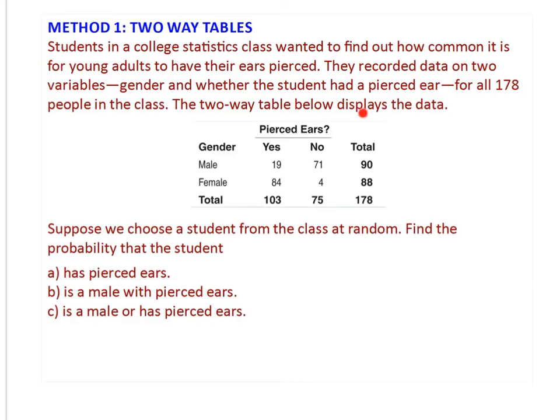So we see we have this two-way table. I have my gender in my rows and then my pierced ears in my columns. So we've actually seen these before in chapter 1 when we did conditional and marginal distributions, and we're going to be using those same ideas today. So suppose we choose a student from the class at random, find the probability that the student has pierced ears, is a male with pierced ears, or is a male or has pierced ears.